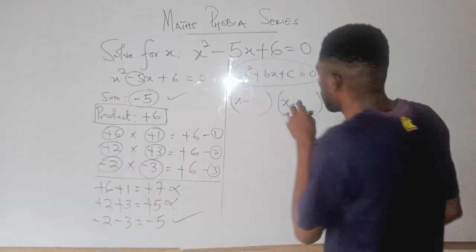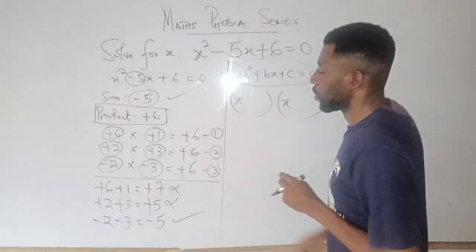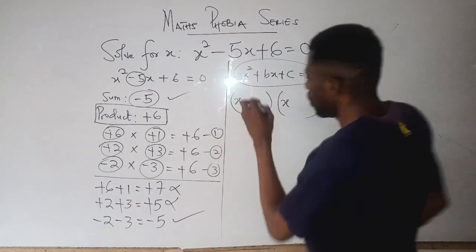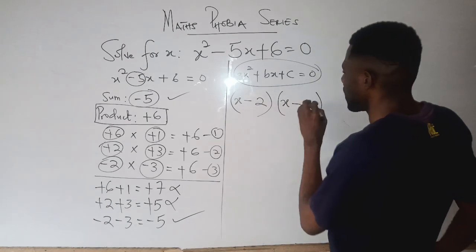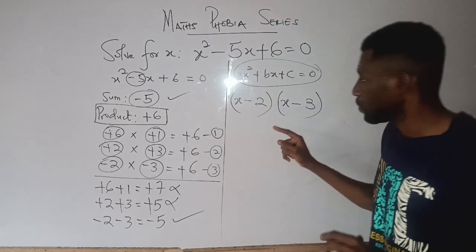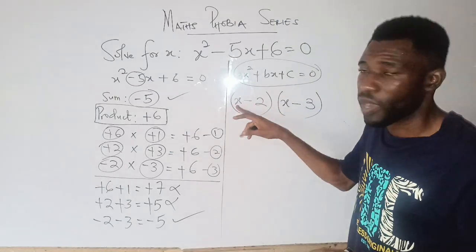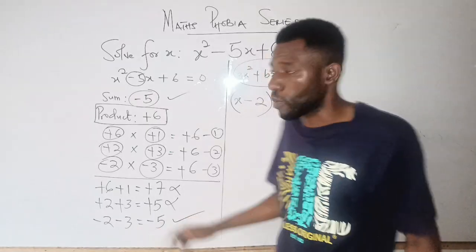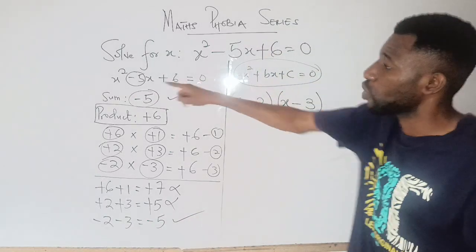Sorry, put x and x. So you have x and x, and you have minus 2 and minus 3. So just drop the two factors inside. The only thing I'm going to have in the bracket is x and x. Then once you're done with x in the first bracket and x in the second bracket, you put your -2 and you put your -3. So that if I expand this, I'm going to get back to this.